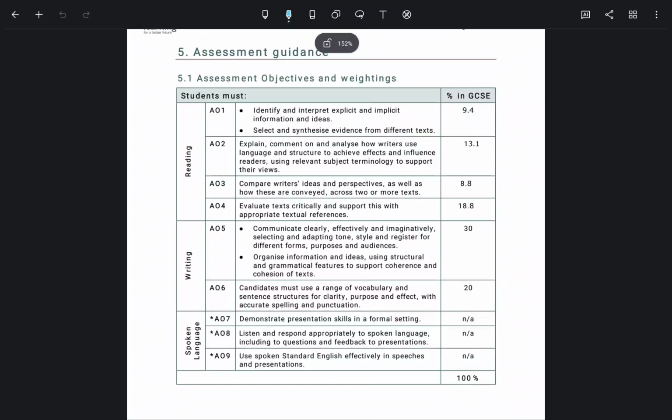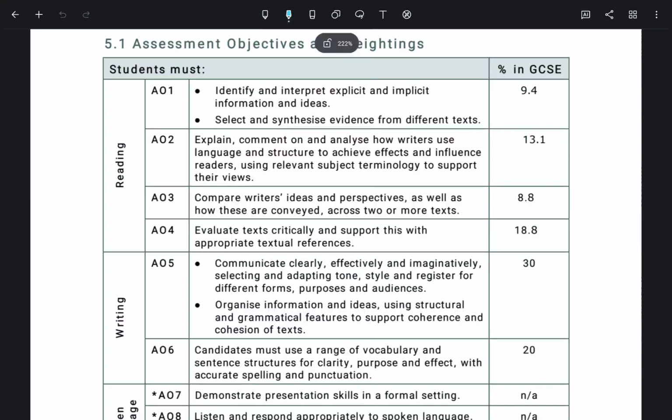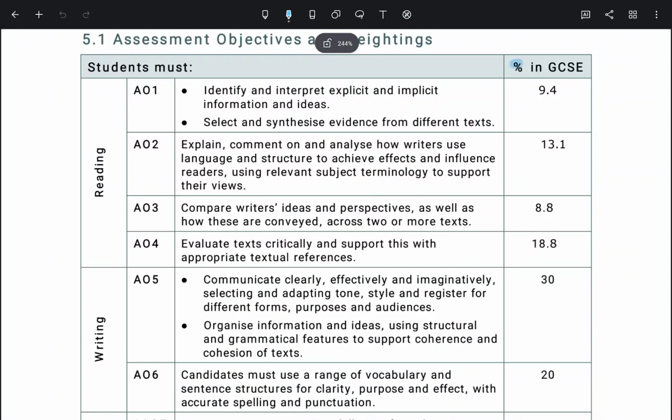And ultimately, look, this is your percentage or assessment objective with the percentage. Now, I'm sure you all want to do really well in your English exams. So you can see here on the right hand side, the percentage in GCSE. From your reading on the left hand side here to your writing. Now, clearly, what we've noticed is that your writing section plays a significant role in your overall grade. So AO5, as you can see, is worth 30% of your GCSE. And AO6 is worth 20%. And remember, that's just one question. One question alone is worth 50%.